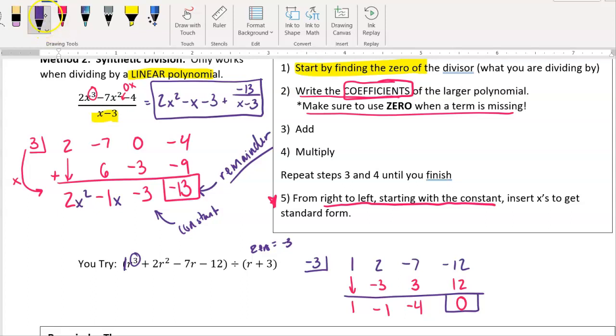So next, I'm just going to put in my variables. So remember, -4 is my constant, so this would be an x. This would be an x squared. So your answer would be x squared minus 1x, or minus x, minus 4. There's no remainder, so that would be your nice little answer there.